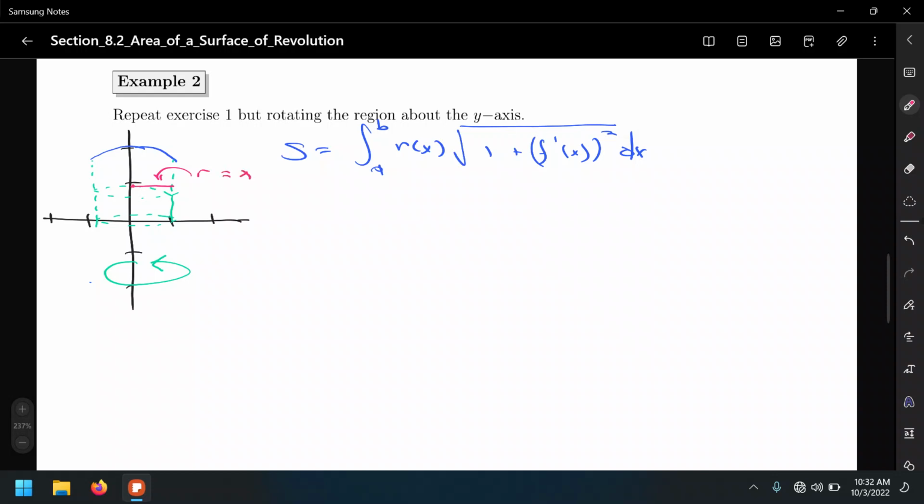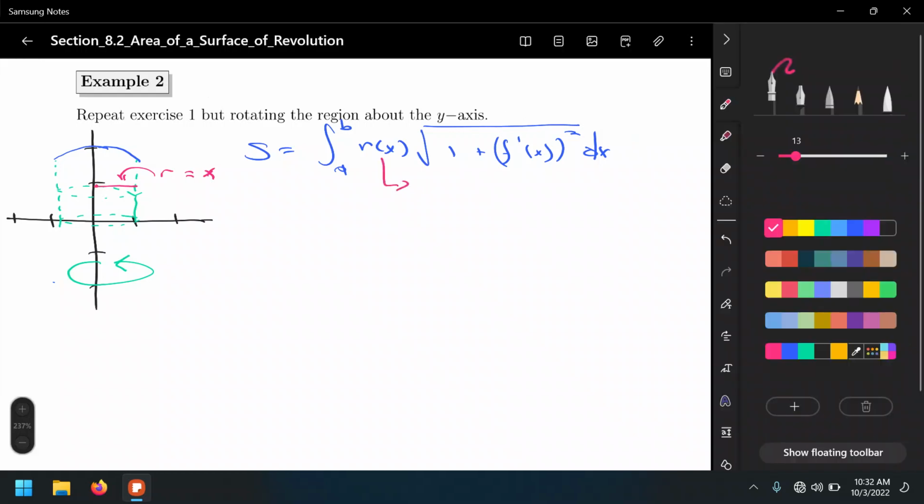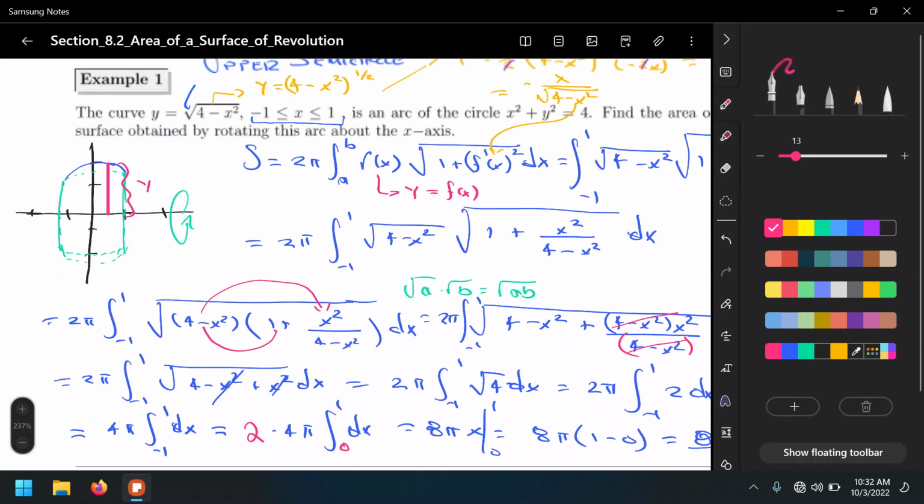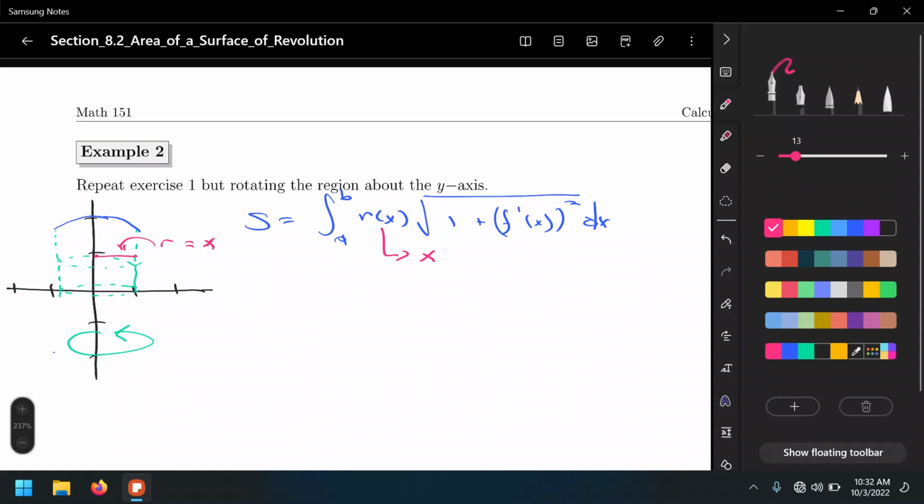If we were working with functions of y, which we are not in this case, then we would have said x equals some g of y, and then whatever function of y that we have, we would be using it. However, it's not the case because we are repeating the same settings as in exercise 1, to still work with functions of x. So this means the radius is simply x.